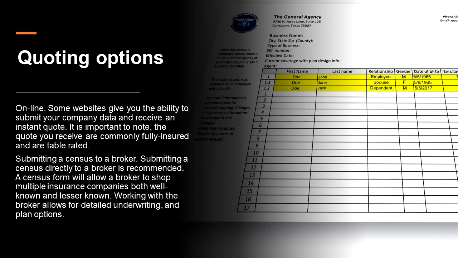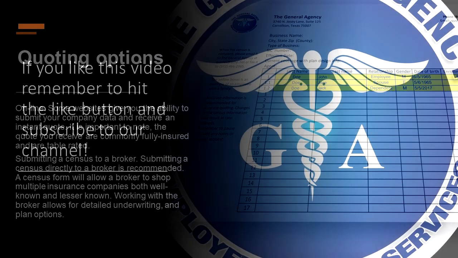Submitting a census to a broker. Submitting a census directly to a broker is recommended. A census form will allow a broker to shop multiple insurance companies, both well-known and lesser known. Working with the broker also allows for detailed underwriting and plan options. Another consideration is agency size. Smaller agencies and independent brokers get to know you and your business as your needs change. Additionally, your business may represent a larger segment of a smaller agency's book of business, giving you a more hands-on approach.